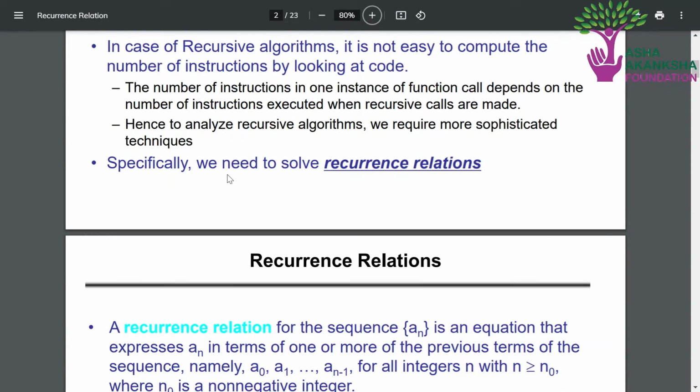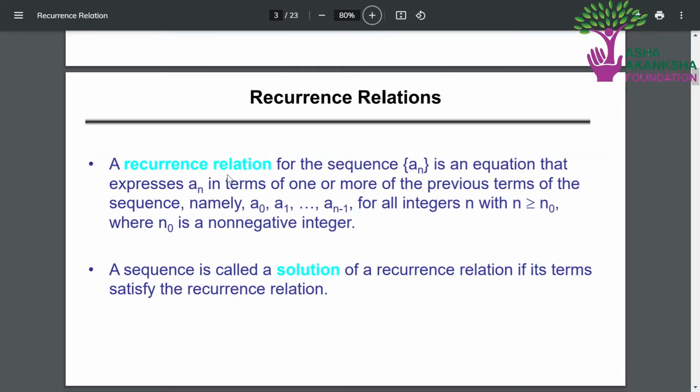So we learn about recurrence relation now. A recurrence relation for the sequence an is an equation that expresses the sequence in terms of one or more of the previous terms of the sequence, namely a0, a1, ..., an minus 1, for all integers. This is a very mathematical definition. A sequence is called a solution of a recurrence relation if its terms satisfy the recurrence relation.